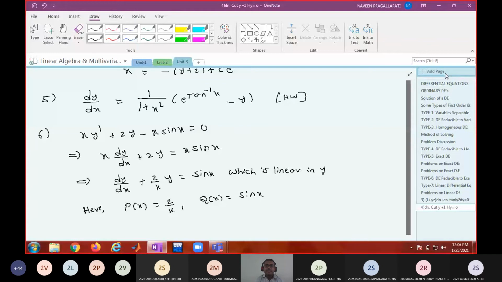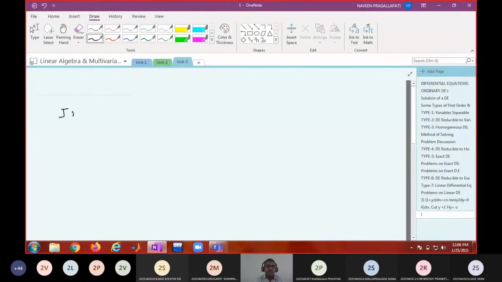So what is the integrating factor? Integrating factor is equal to e power integral p dx. What is p here? p is 2 by x, so 2 by x dx. What is the integral of 2 by x? 2 log x. How can I write 2 log x? e power log x square. Can I write like this? Now what is e power log x square? x square.